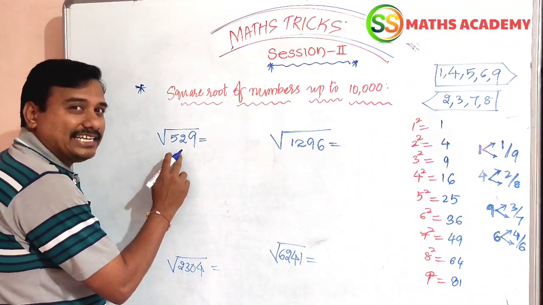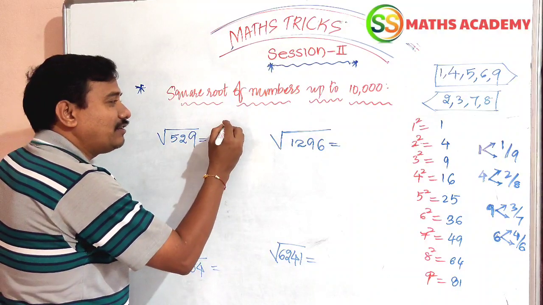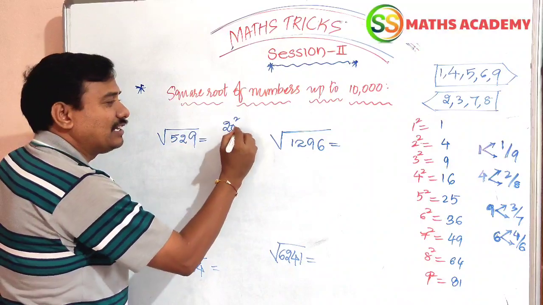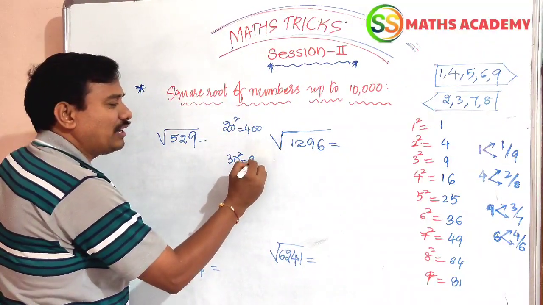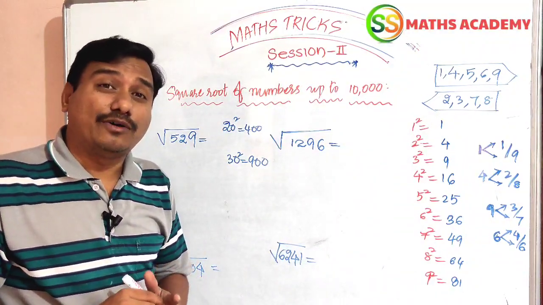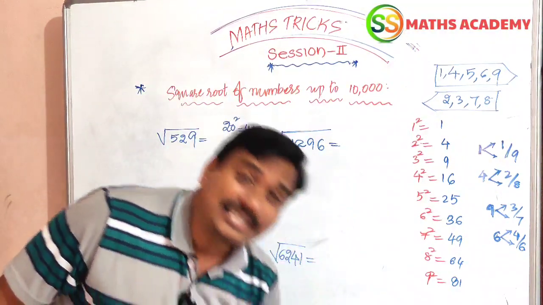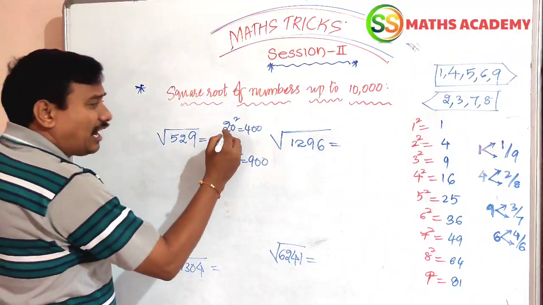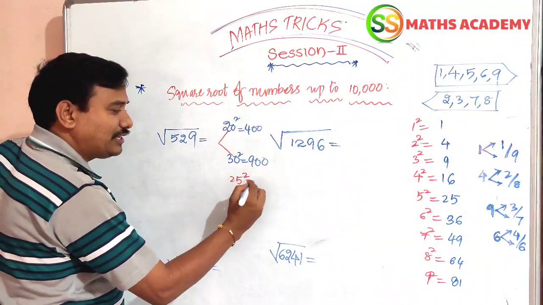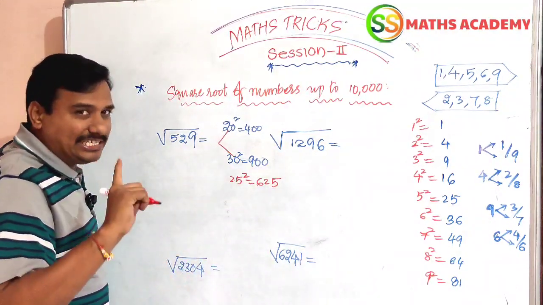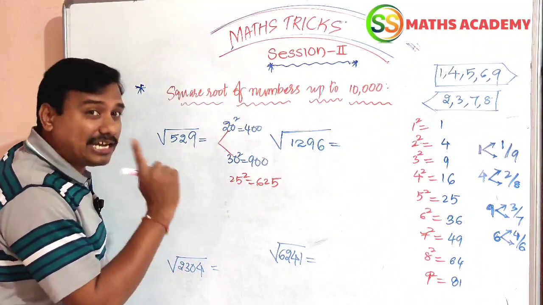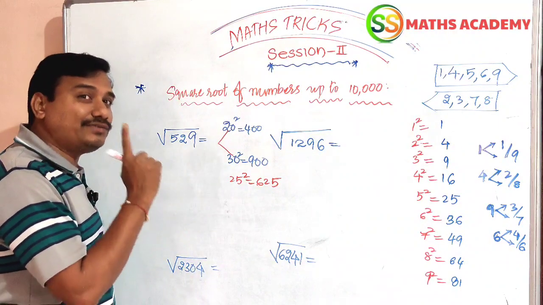Friends, 529. Clear? Now this 500 is between 20 square and 30 square. Between these values it will be. This is also one of the techniques for solving the question in the easiest manner. Let us see, friends. Here half of these two is 25, so 25 square means 625. It is clear. Now is this value more than 625 or less than 625? Yes, less than 625.